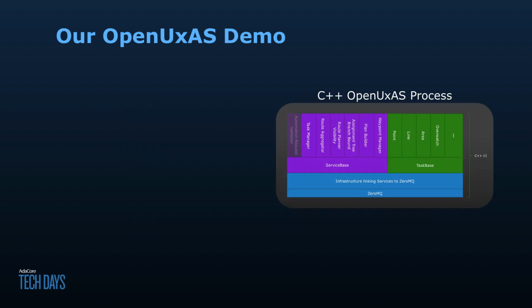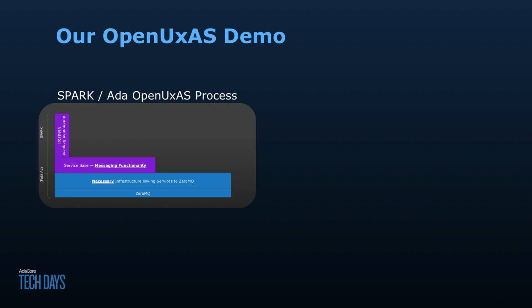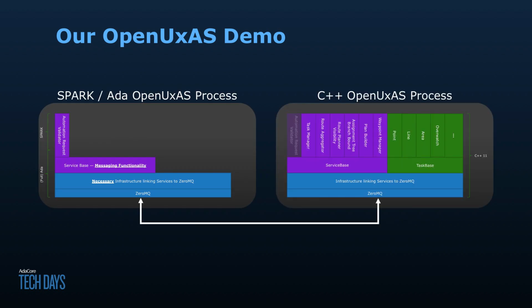So now you can configure OpenUXAS by sending in all the messages that identify your vehicles, your tasks, and your keep out zones. But when you feed the message in that should kick off a mission, there's nothing to handle that message. And so the system just waits. So then we take our Spark and our Ada implementation, and we kick that off in its own process. And now these two processes can talk to each other using the underlying messaging layer.